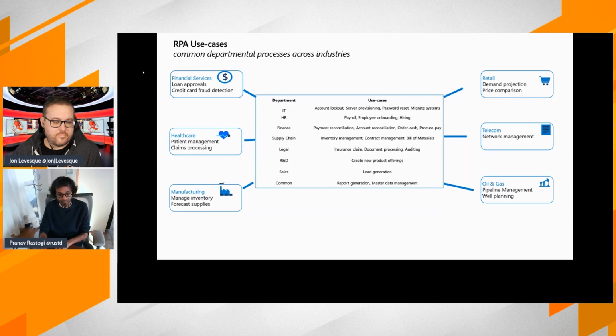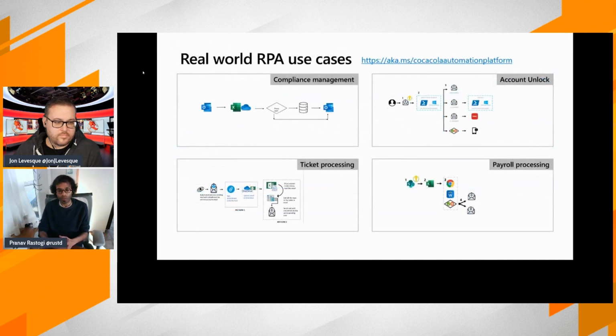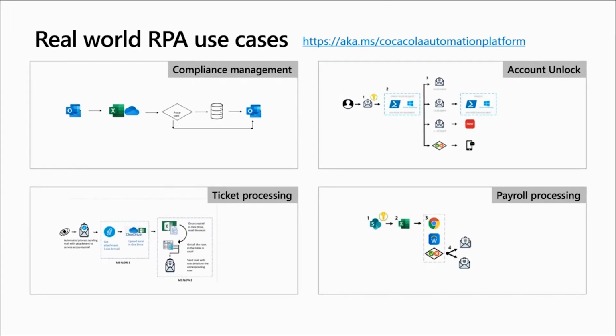with RPA. And while we looked at a few very generic examples, let me talk about a few specific ones from a few of our customers. This is a webinar we did with Coca-Cola, and they have lots of RPA use cases, but I picked out a few which represent these departmental level processes that you can automate. So compliance management, account unlock, ticket processing, payroll processing.